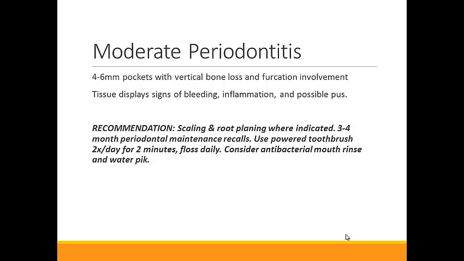A patient presents with moderate periodontitis. Indications for this would be 4 to 6 millimeter pockets with vertical bone loss and furcation involvement. Tissue displays signs of bleeding, inflammation, and possible pus or suppuration.